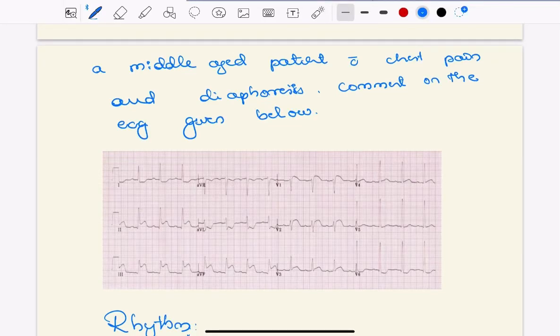Hello friends, in this video we are going to discuss an ECG case. Here is a middle-aged patient with chest pain and diaphoresis. Comment on the ECG that is given below.